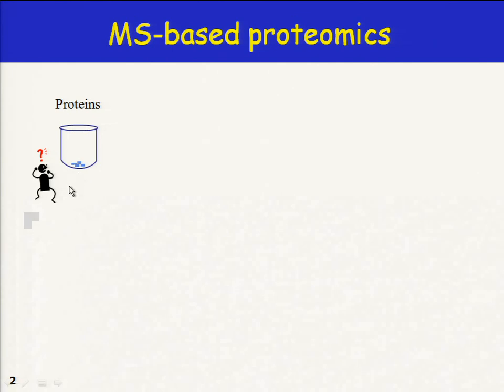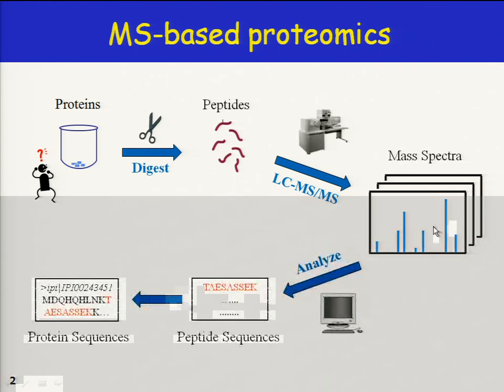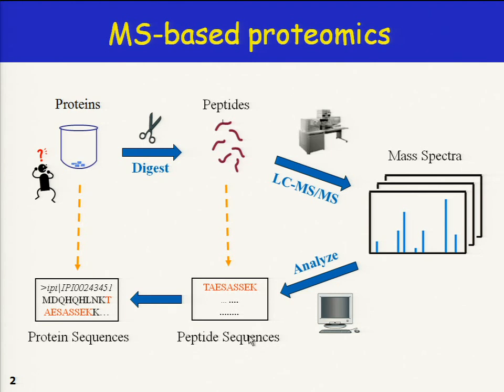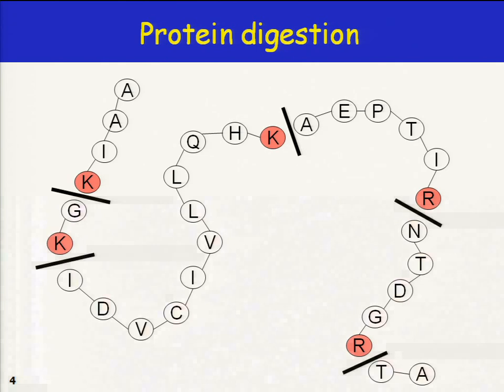What does a protein contain? The protein will be digested into peptides, which go into the liquid chromatography or the mass spectrometer. The mass spectra are then analyzed to get the peptides, and finally the protein. This is a kind of mass spectrometry based proteomics. If you want to analyze a protein sequence, it should be digested into several short peptides, such as with trypsin.